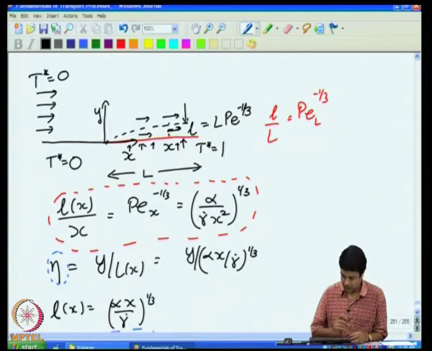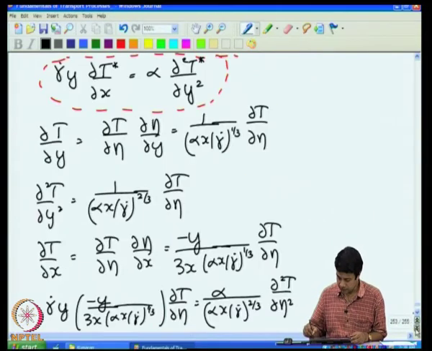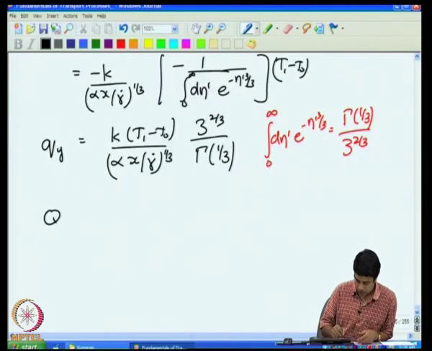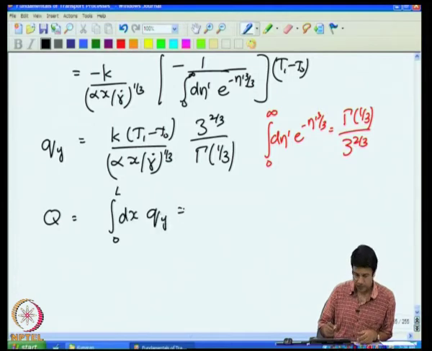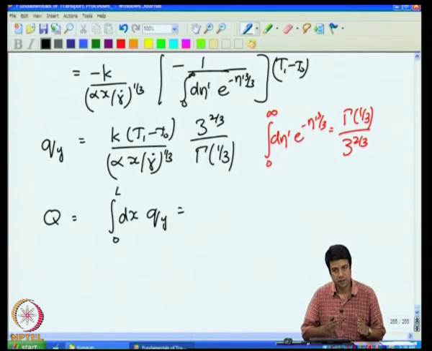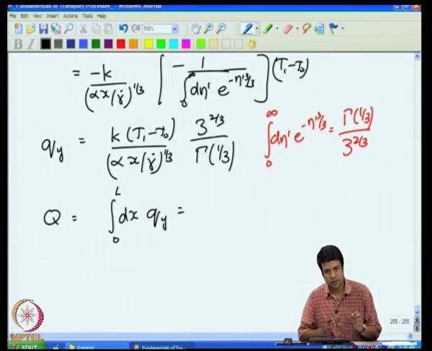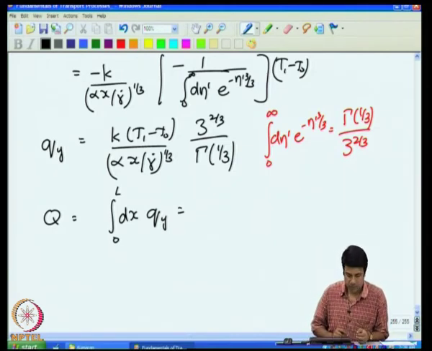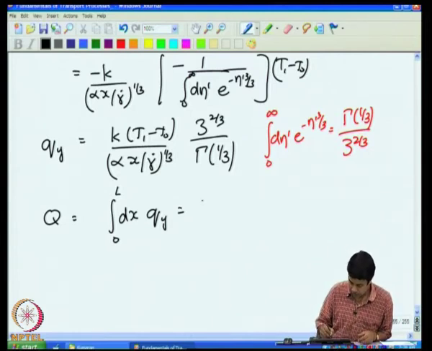Okay. So, the total amount of heat coming out per unit length perpendicular to the plane is going to be equal to integral 0 to L dx qy. That is, you integrate the heat coming out per unit area at each differential area along the x direction and then add them all up. Okay. So, this is equal to the total heat that is coming out. Okay. This is equal to k into T1 minus T0.